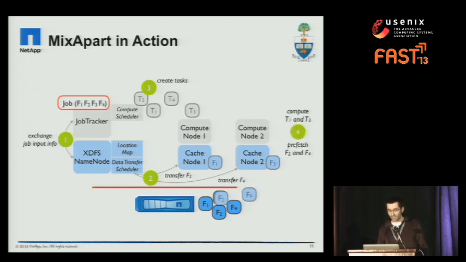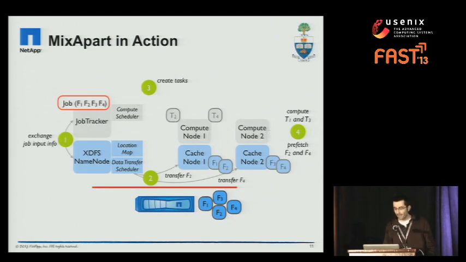And while the prefetches for F2 and F4 happen, the computation for T1 and T3 takes place, right? So the computation for T1 and T3 happens on data that's already in the cache, and in the background, the prefetches for F2 and F4 take place. After T1 and T3 finish, the compute scheduler assigns T2 and T4 to the 2 computation nodes, as expected.